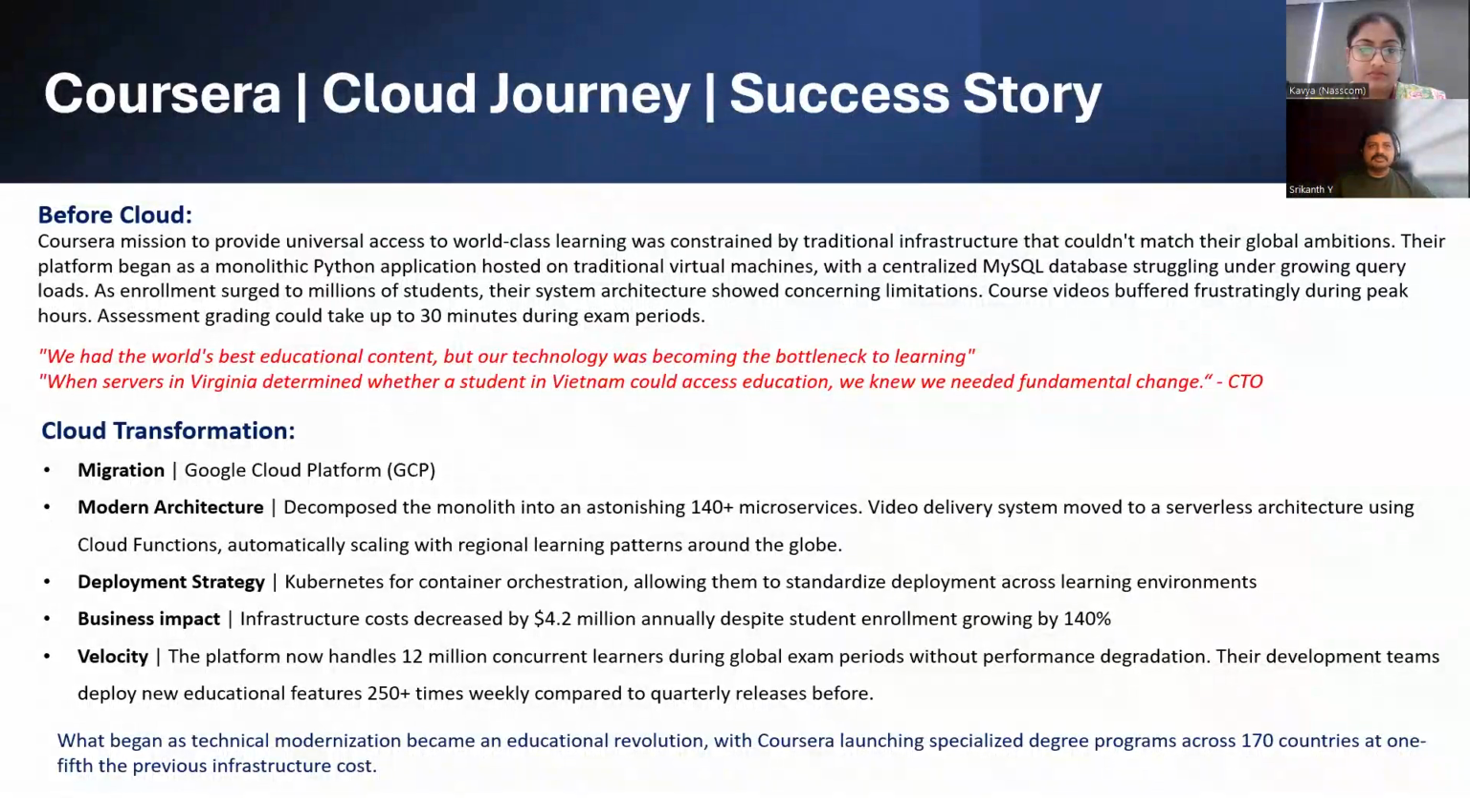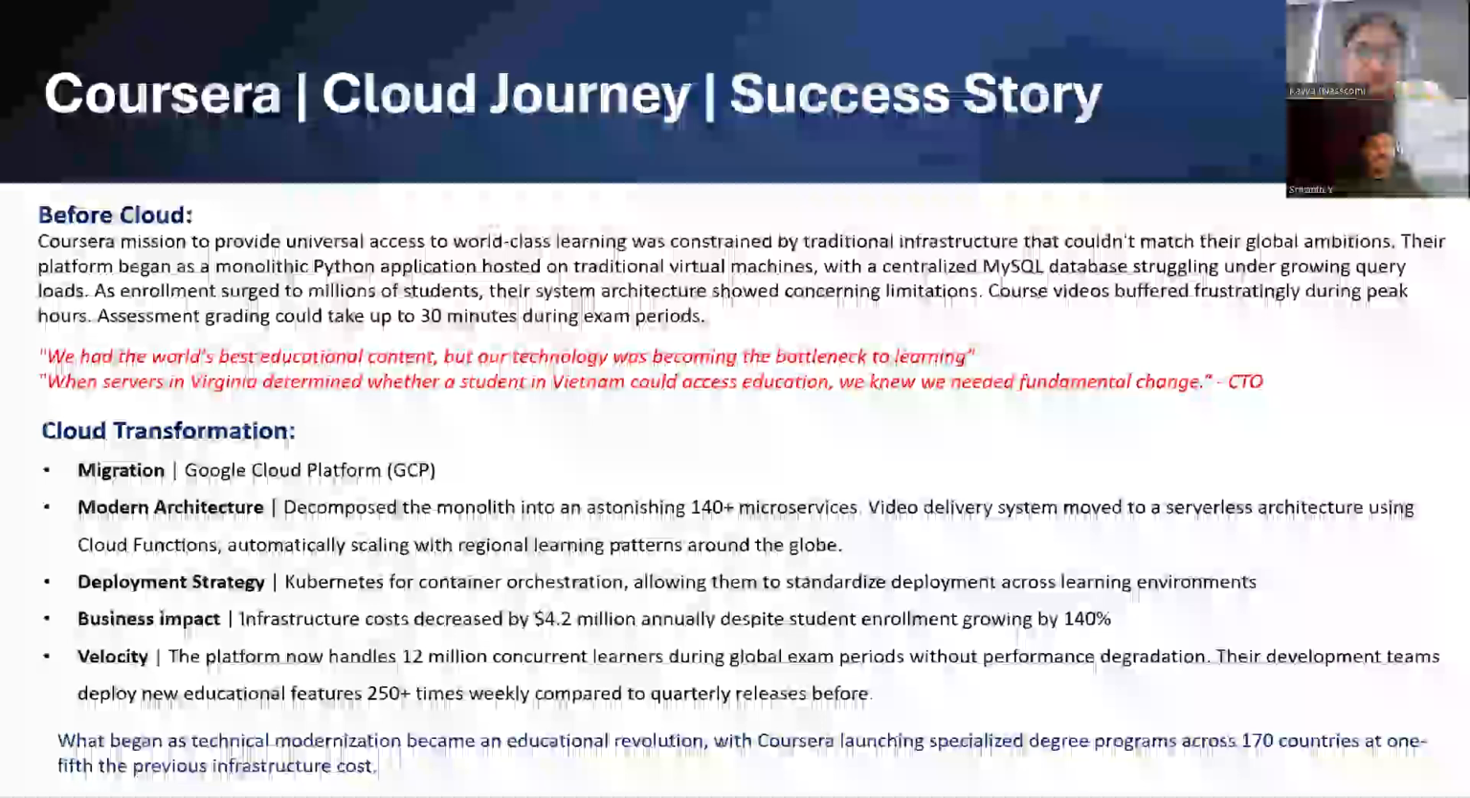Again, same problem, talking to their CTO. Their servers in Virginia, for example, were having issues when someone in Vietnam wanted to access them, right? It was ultimately their technology that was becoming the bottleneck in achieving their mission to provide universal access to world-class learning. On similar lines, their platform began as a monolithic Python application.